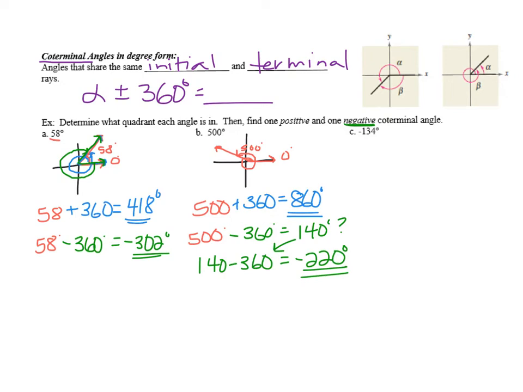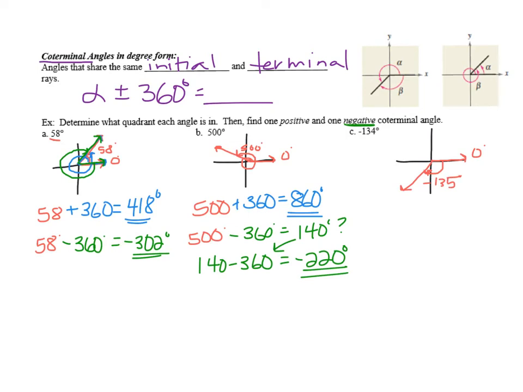Finally, let's take a look at that negative measure. Negative 134 degrees. Can you visualize what quadrant that would be in? A negative measure goes in a clockwise direction. We'll start with our initial ray on the right, again at 0, no matter what direction we go. Negative 134 would go in a clockwise direction at about the middle of quadrant 3 over here.